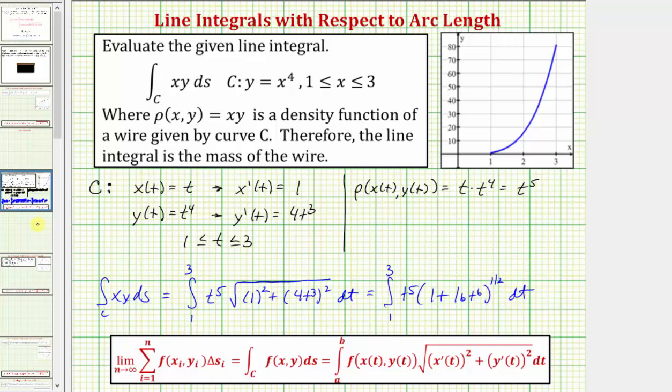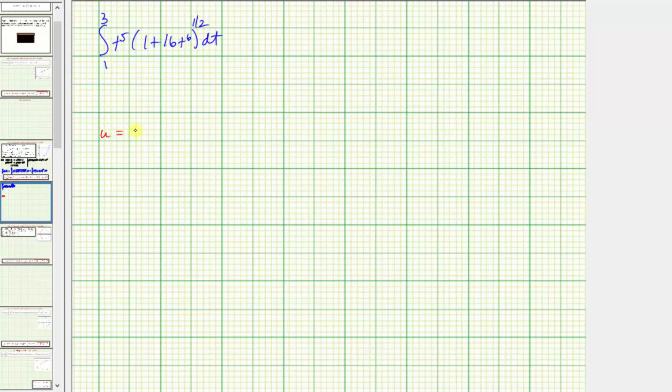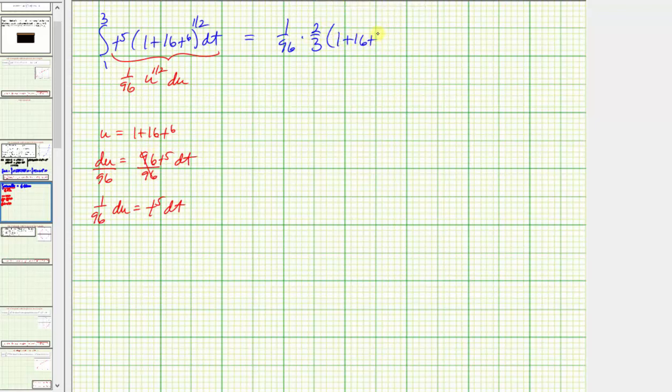Now let's go and evaluate this on the next slide. Here we need to perform u substitution, where we'll let u be equal to 1 plus 16t to the sixth, and therefore differential u is equal to 96t to the fifth dt. We just have t to the fifth dt, so let's divide both sides by 96. So we have 1/96 du equals t to the fifth dt, which means in terms of u, t to the fifth dt is equal to 1/96 du, and all this would just be u to the 1/2. So the antiderivative would be 1 over 96 times u to the 3/2 divided by 3/2, or 1 over 96 times 2/3 times u to the 3/2, where u is really 1 plus 16t to the sixth.